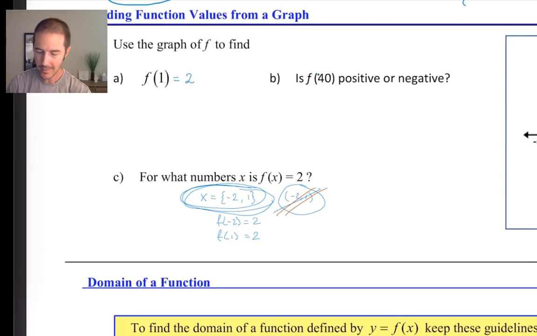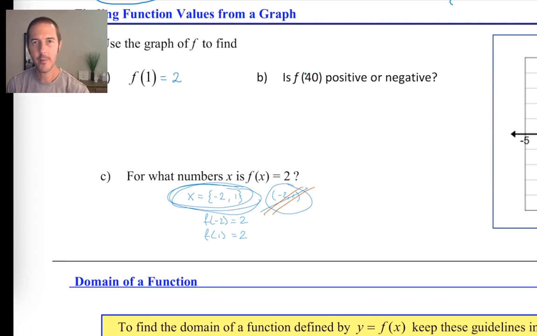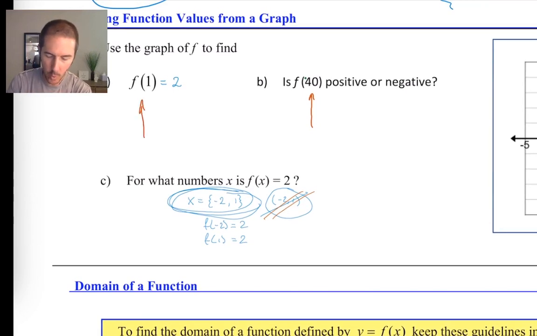And then part B says, is f of 40 positive or negative? And let's think about what that means. 40 is an input value, which makes it an x coordinate. And they're saying, what is f of 40? Let's go back over here. This says f of 1 is, right, the equal sign means is 2. And we said that the 1 was the input value and 2 was the output value.